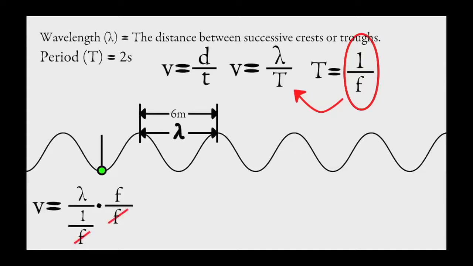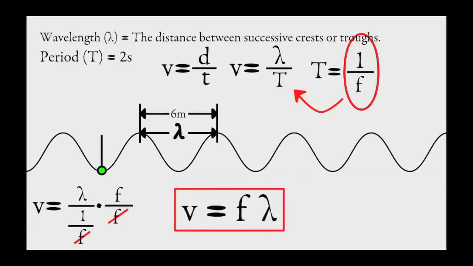we can cross them out, and we're left with V equals f lambda, the formula for the speed of a wave. This is so exciting. Let's double box it. Oh yeah.